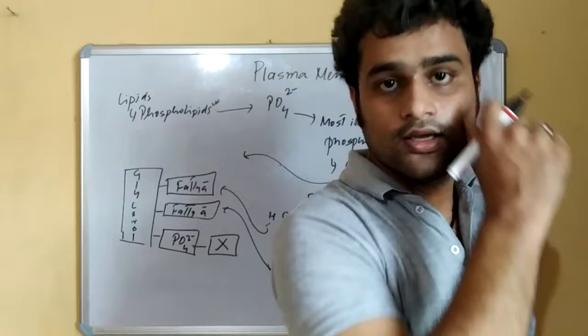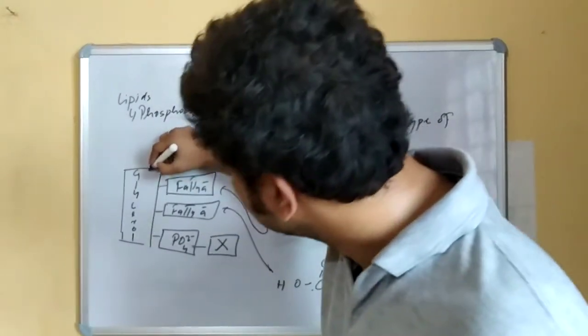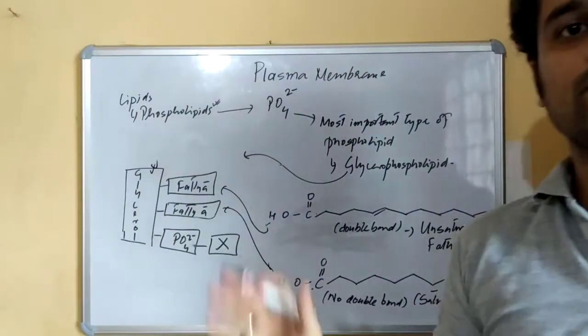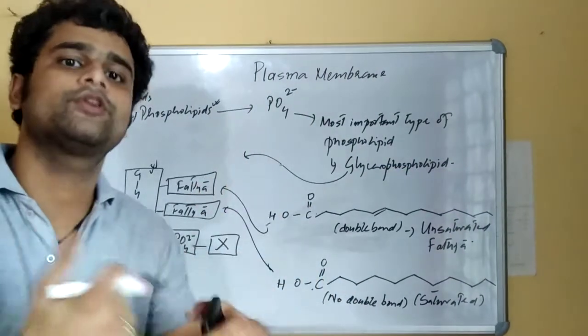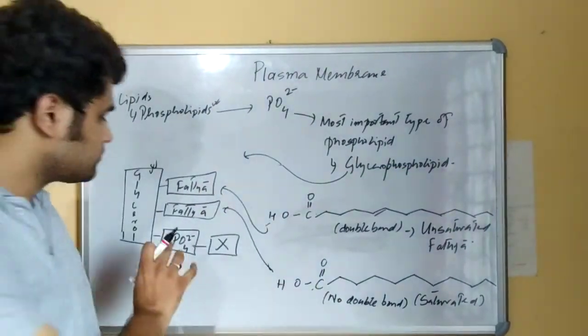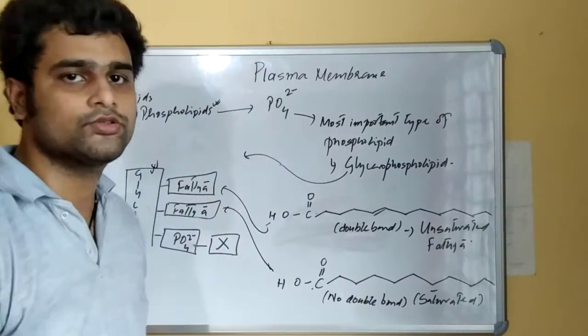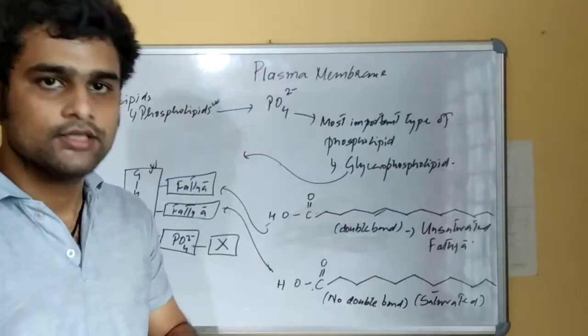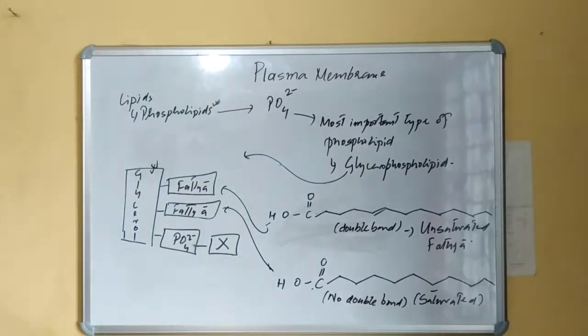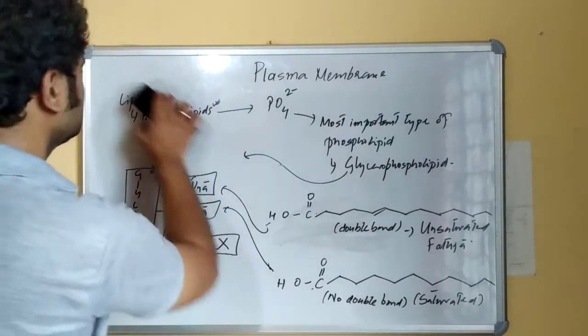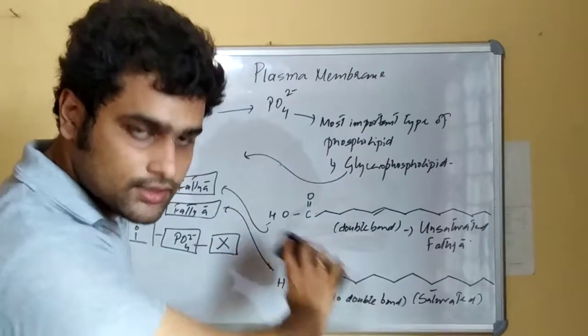Fine. Now let us see glycerol. We are going to see both fatty acids and glycerol, and then combine it all together, and then we are also going to see phosphate, and finally we are also going to see what X is. So we are going to dissect it part by part. I hope this part is clear.